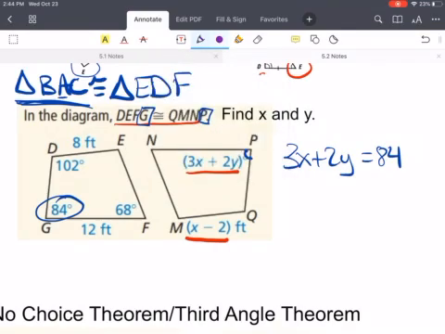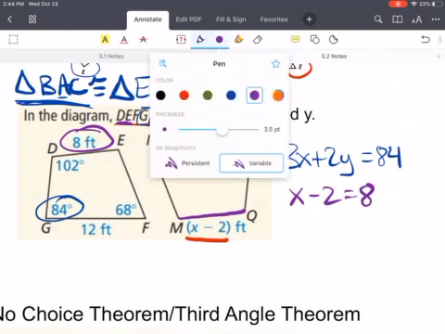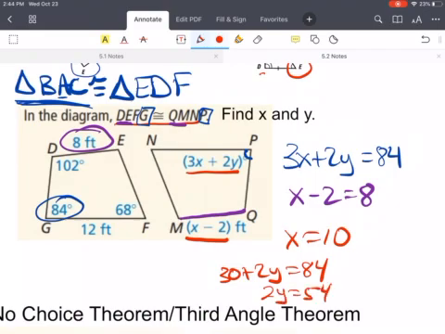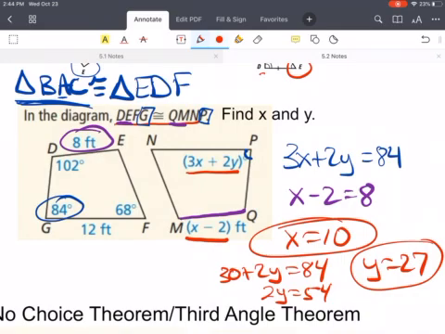I then see that x minus 2 is marked for MQ, and MQ is the first 2 letters, so it has to match up with DE, which is 8. So the second equation is the one I need to solve first, and I get x equals 10, and I can plug that into the top one and get y is 27.